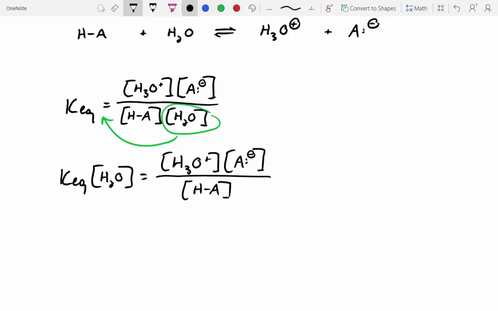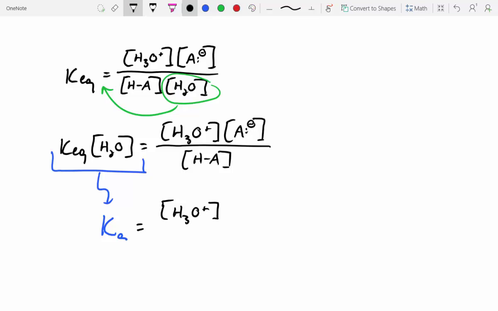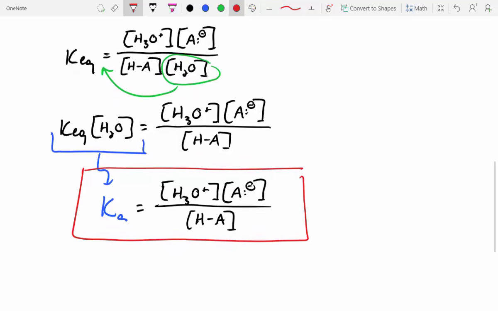Make sense? We can simplify this even further, and we can say that this whole expression can be defined as Ka, because this is always what we use to look at acids in solution with water. This is the Ka expression. So let's even box this in a red box just to indicate that this is super important.